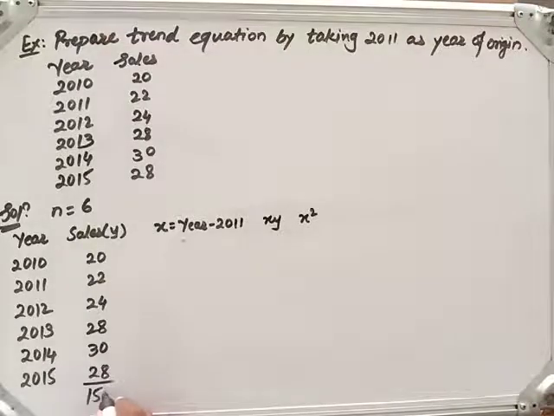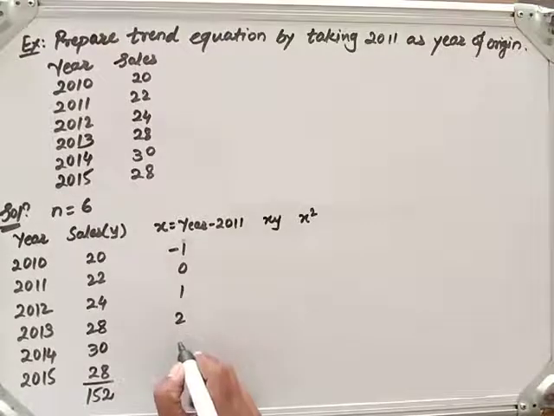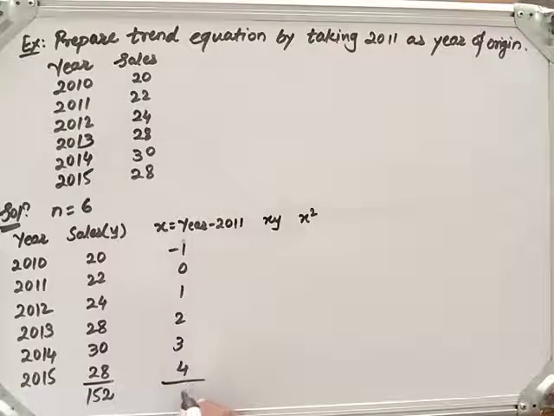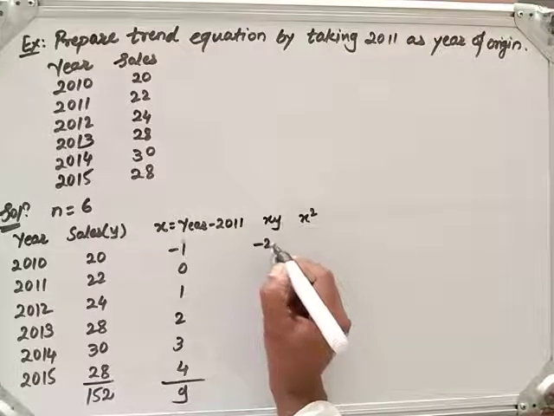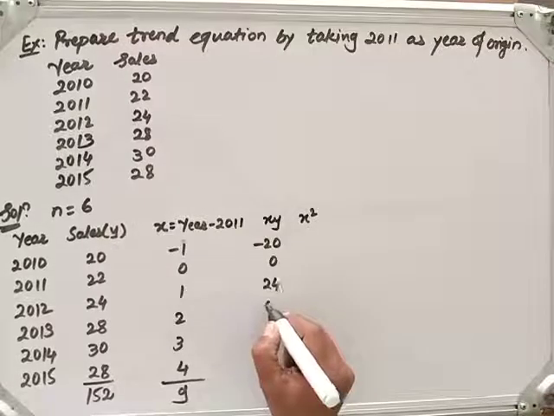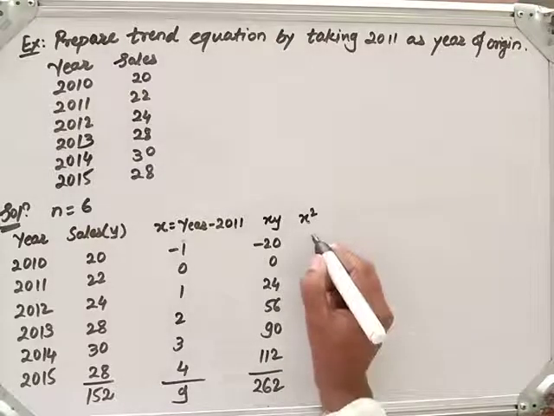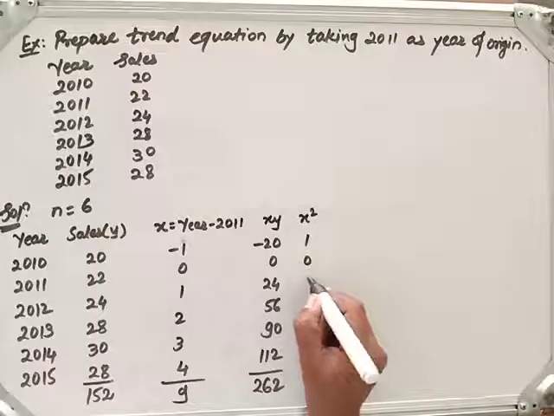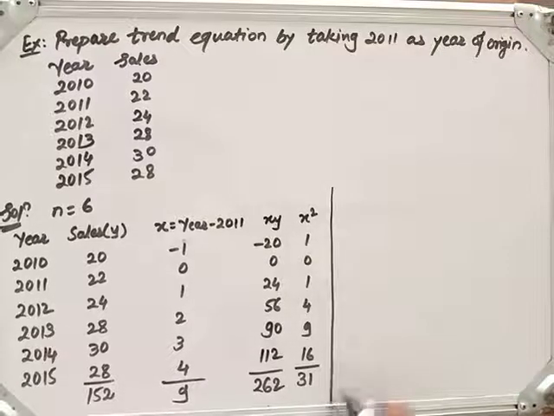This total is 152. This deviation is minus 1, 0, 1, 2, 3 and 4. This total is 9. Okay. Then xy is minus 20, 0, 24, 56, 90 and 112. And this sum is 262. x square is 1, 0, 1, 4, 9, 16 and this total is 31.